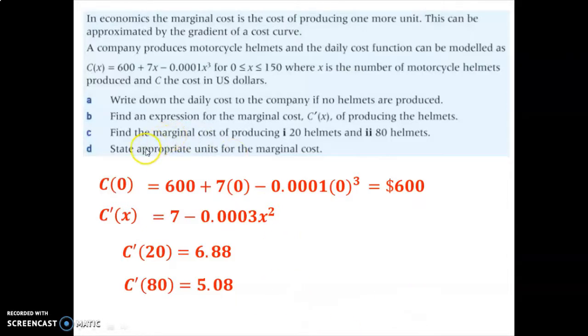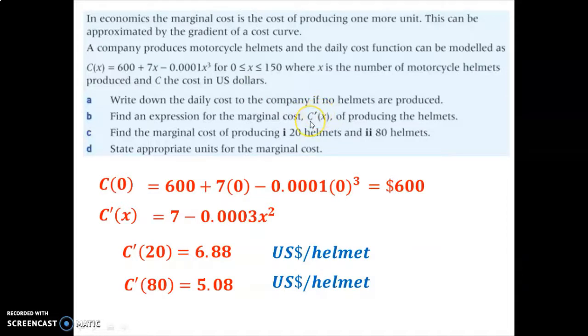Alright, finally it says state the appropriate units for the marginal cost. So what would be the units for these here? Okay, maybe you came up with that. It's US dollars per helmet, and that's for both of those. And why? Because marginal cost is like a slope of the cost curve.